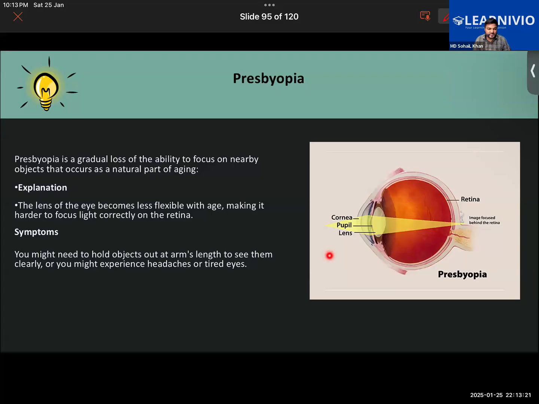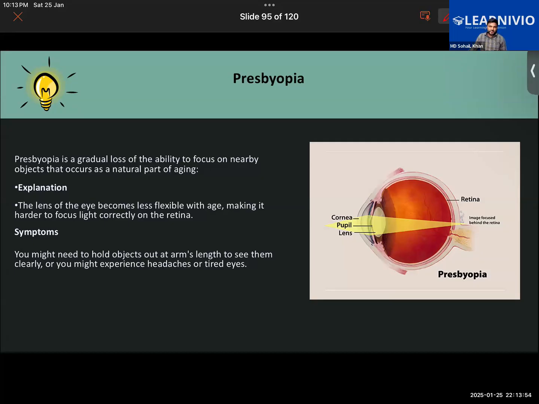It is less flexible. So thereby it will be hard for the eye lens to focus the rays of light onto the retina, right? So the person might need to hold the objects at about an arm's length in order to look at it clearly. This condition is called presbyopia, which is basically a gradual loss of the ability of the eye to focus onto objects that are kept nearby. It's a natural part of aging. Getting it, everyone? Okay.